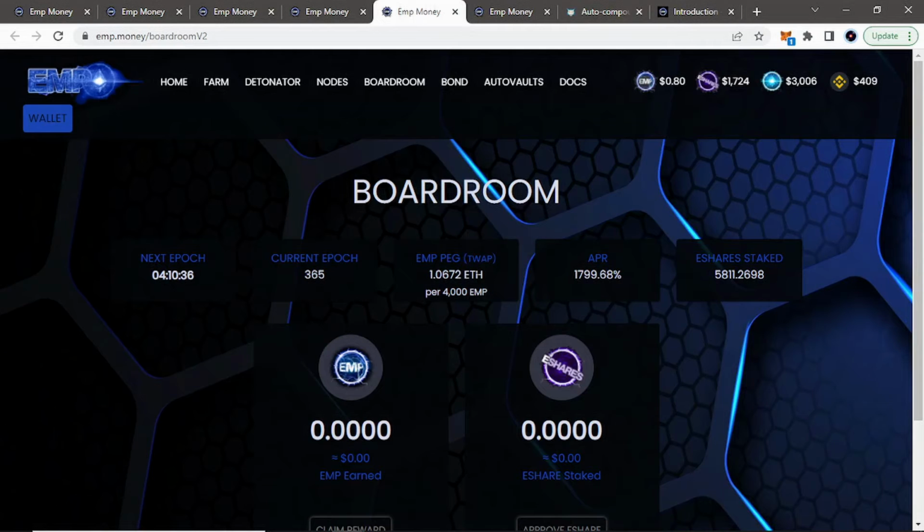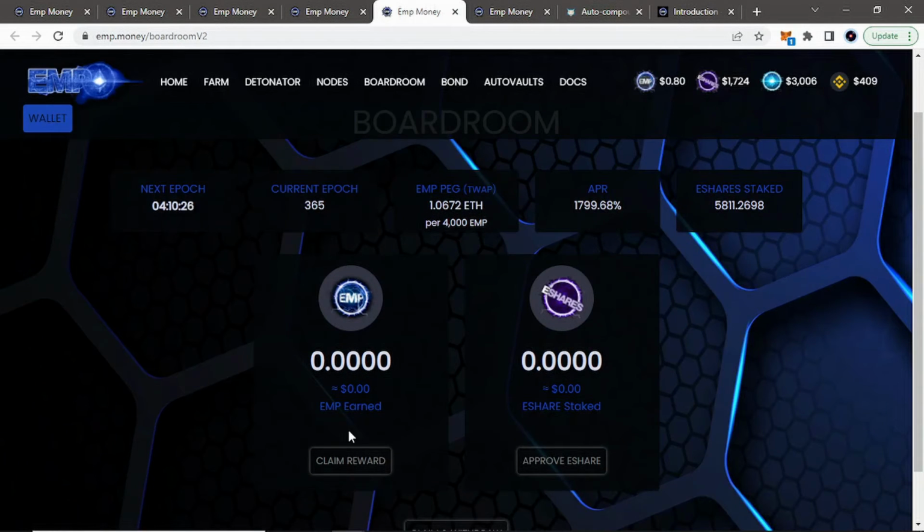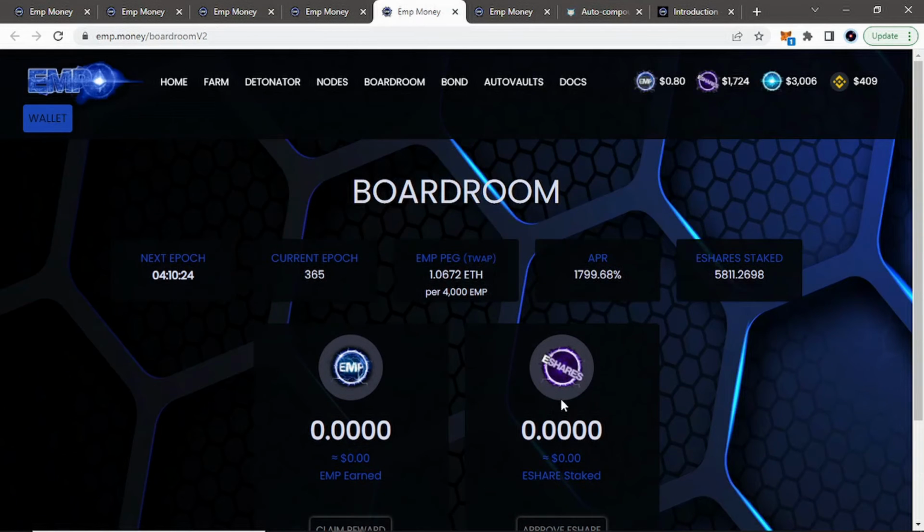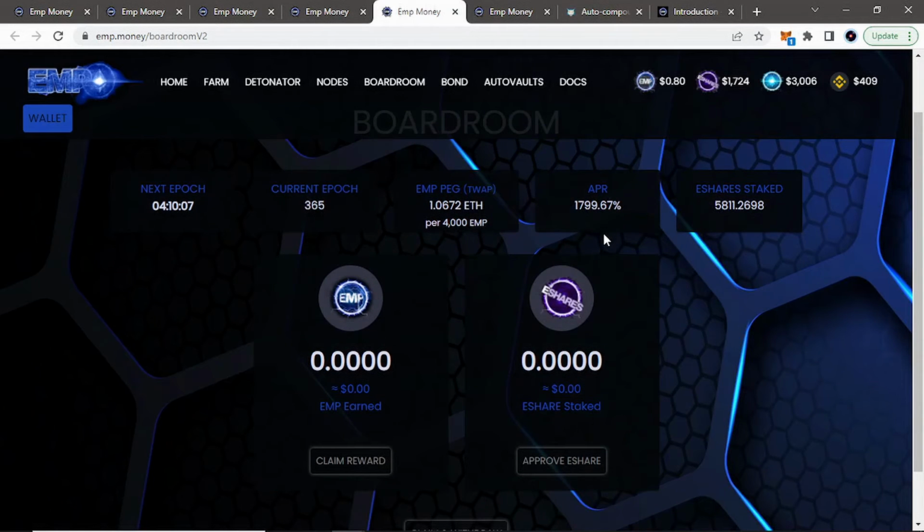If we go into the boardroom, what this is, is that as long as on that main page the 4,000 EMP to 1 Ethereum peg is over peg, the TWAP, the boardroom will continue printing EMP. And what the boardroom is, is that you can get E shares and then you stake them and you get EMP back for quite a higher APR, so almost 1,800 APR. So you stake E shares, get EMP back. So that is the boardroom.